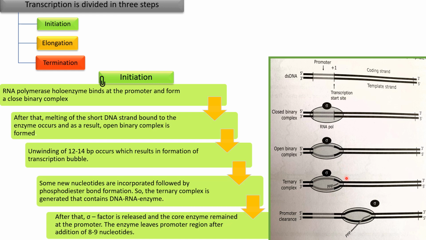And now the phosphodiester bond between ribonucleotides is formed, and as a result a ternary complex is formed that contains enzyme, DNA and RNA. Generally, after the addition of 8 to 9 nucleotides, sigma factor dissociates from the core enzyme and the core enzyme takes over the further process. The enzyme remains at the promoter region until it incorporates around 9 nucleotides. After addition of 9 nucleotides, the enzyme moves on further on the template DNA strand.